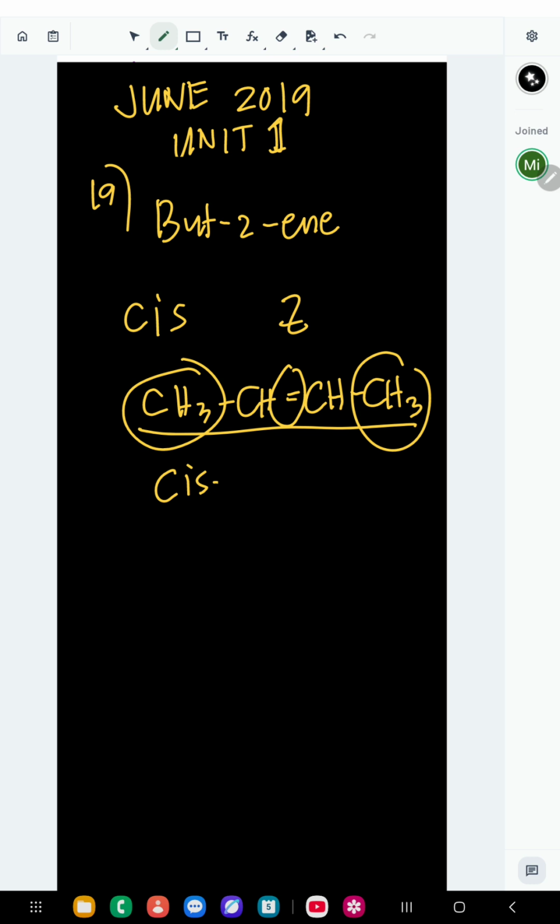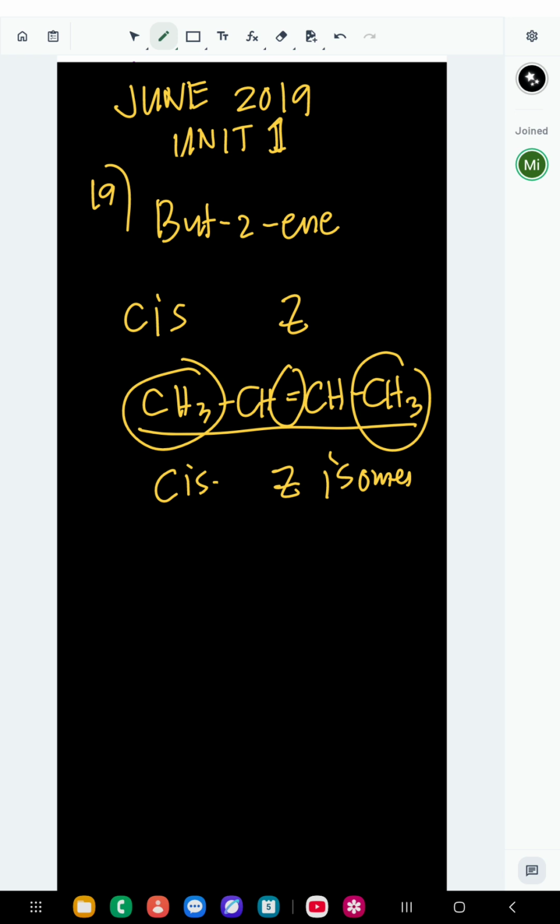Then we apply the E/Z system. So using that rule, the high priority group here is CH3 and the lower priority group is hydrogen. Since the CH3 groups are on the same side, this is the Z isomer, or the Zusammen. So the answer here should be letter B.